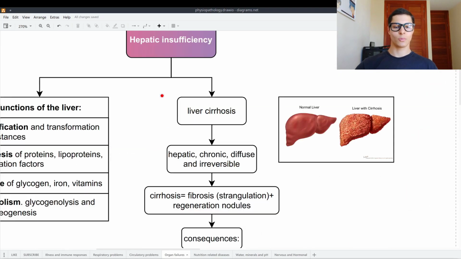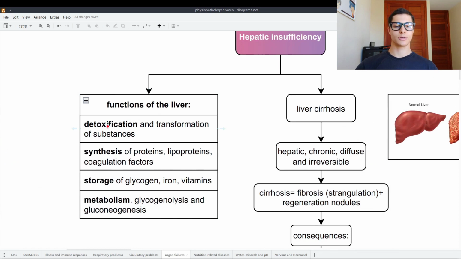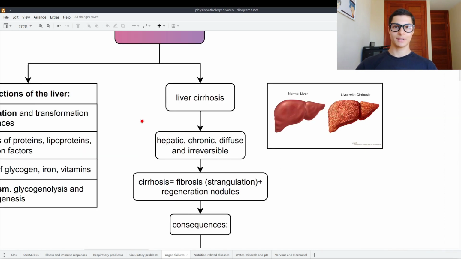Today we're going to continue the Physiopathology series of videos and we're going to take a look at the organ failures. So let's begin. Hepatic insufficiency. What are the functions of the liver? Detoxification and transformation of substances, synthesis of proteins, lipoproteins and coagulation factors, storage of glycogen, iron and vitamins, and metabolism, glycogenolysis and neoglucogenesis. So keeping that in mind, what is the liver cirrhosis?